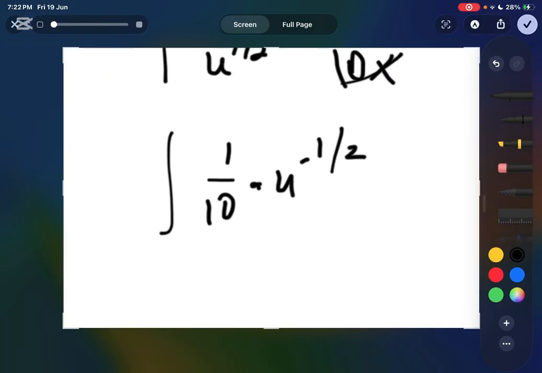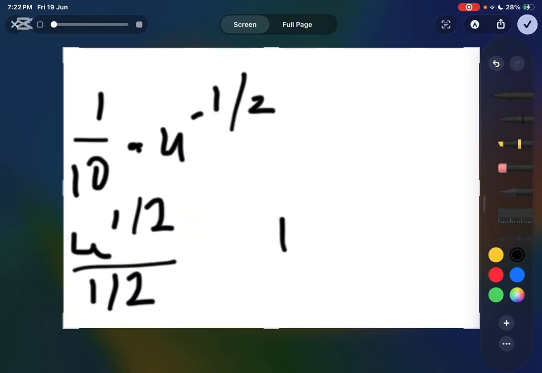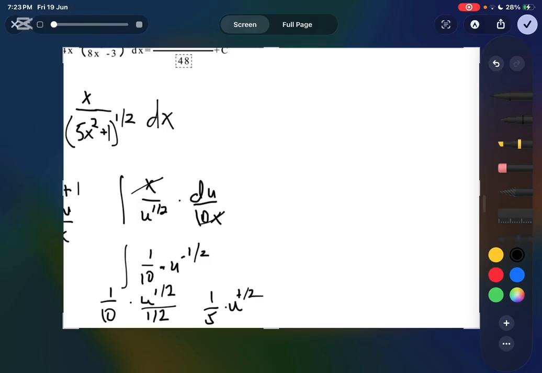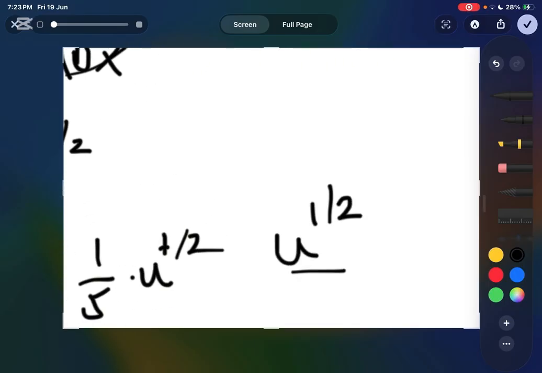Then the constant goes outside, and you add 1 to the power, so minus 1 over 2 plus 1 gives u to the power of 1 over 2, over 1 over 2. Then you do 1 over 10 times 1 over (1 over 2), which is 1 over 5. So now you have 1 over 5 times u to the power of 1 over 2, which is basically u to the power of 1 over 2 over 5.